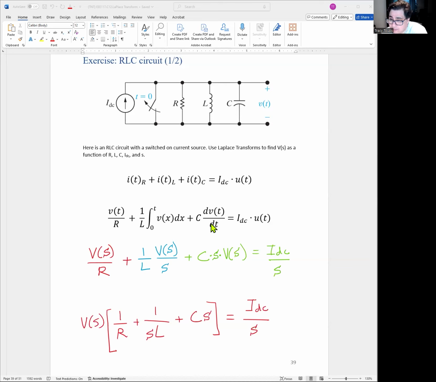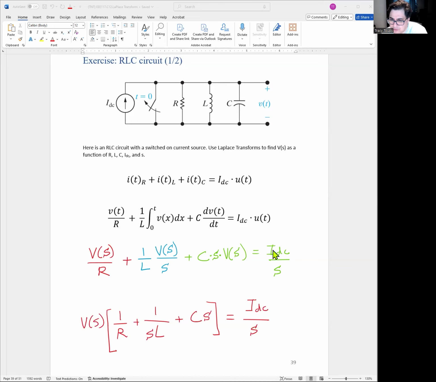Now here's the new part. Capacitor, C goes with it because that's a constant. d/dt is multiplied by s, and then V of t turns into capital V of s. And then IDC is constant, that comes over, and u of t is 1 over s, which means IDC is divided by s.